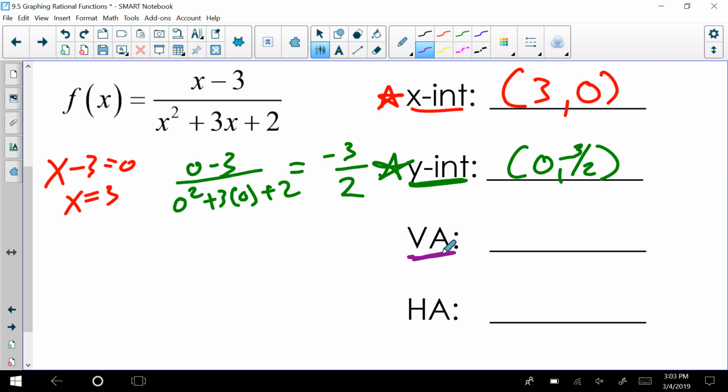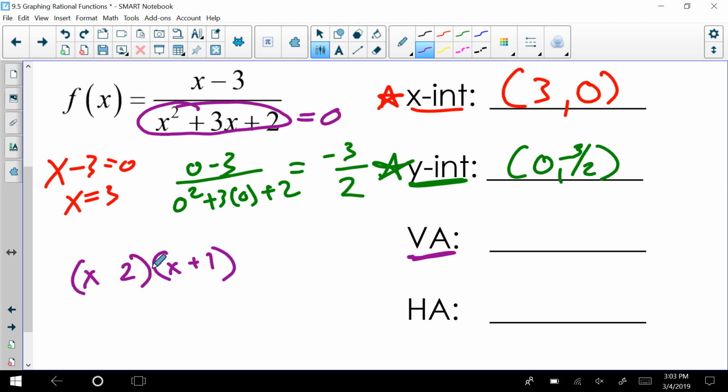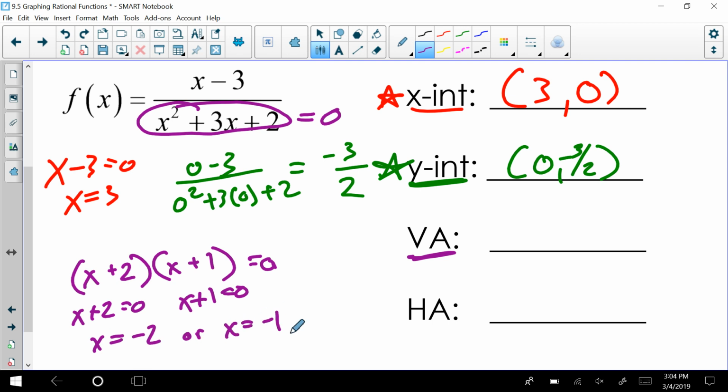The next thing I like to do is the vertical asymptotes. How do I get that? This one here, again, is new. This is where you're taking the bottom, the denominator, and setting it equal to 0. When I do that, I think this factors. Do I know factors of 2 that add to 3? Well, yeah, that'd be a 2 and a 1. They both need to be positive. Set it equal to 0. Use the zero product property, which is x plus 2 equals 0, x plus 1 equals 0. I get x equals negative 2 or x equals negative 1.